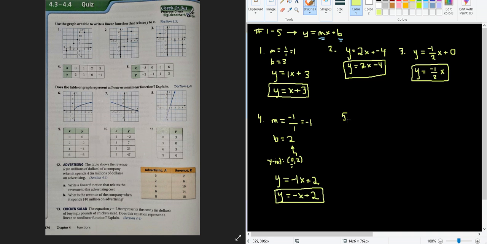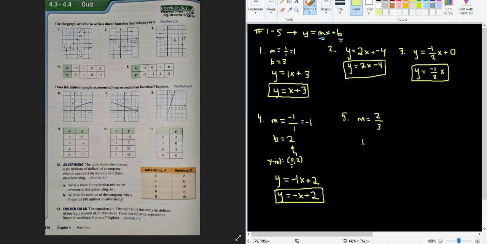All right, so number 5. To find the slope, look at your rise, the change in y. It's going up by 2, so my slope is going up by 2, rising 2. My run, the x's are increasing by 3, so my run is 3. So the slope, rise over run, is 2 over 3.